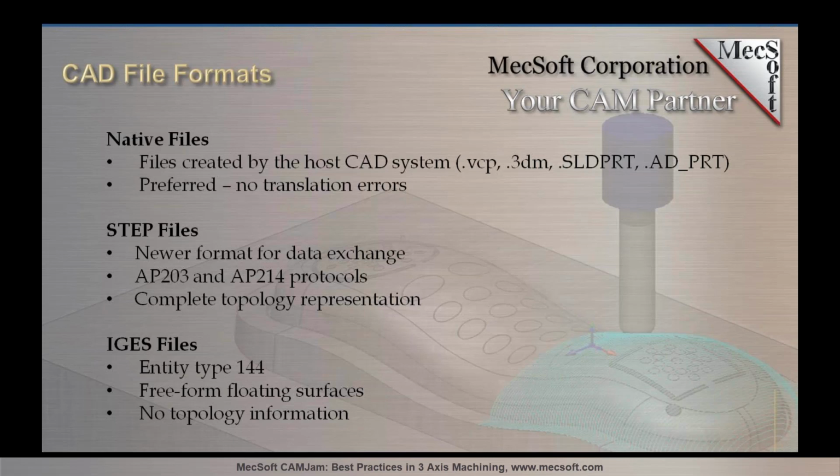If that's not available, you could also certainly work with IGES files. On IGES files, when you import data from a CAD system, you do not have topology information, and the surfaces are free-form floating surfaces. So the first part of the webinar today is about the CAD geometry and the CAD file formats.